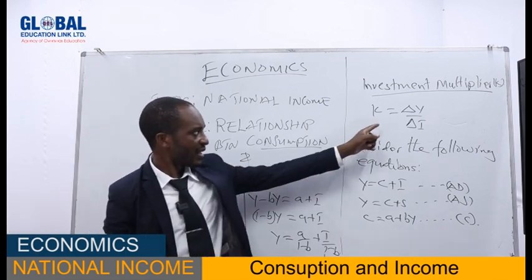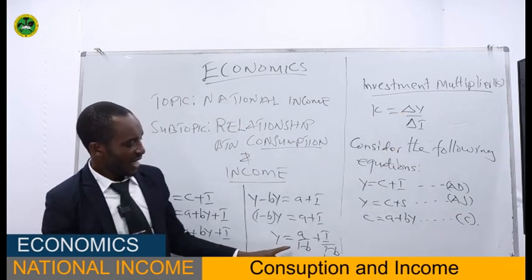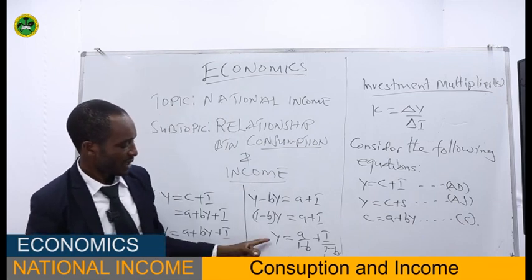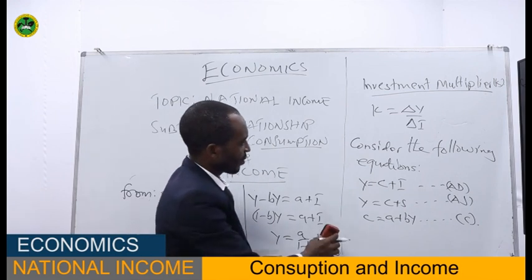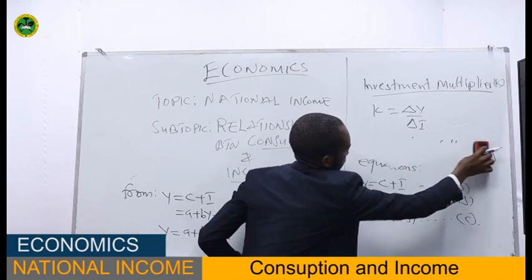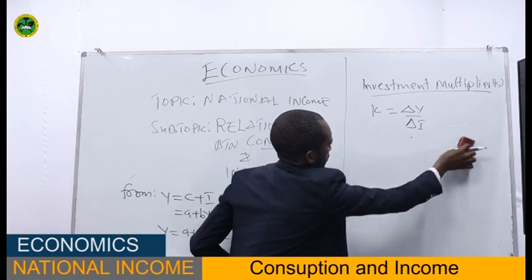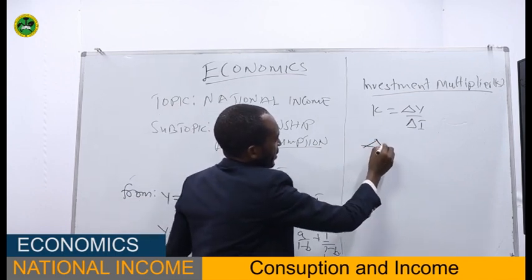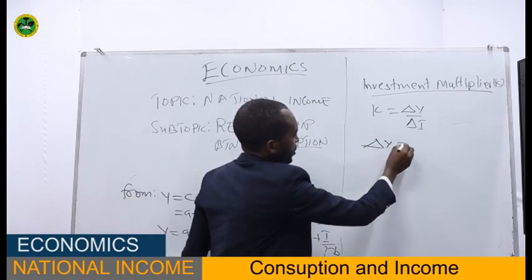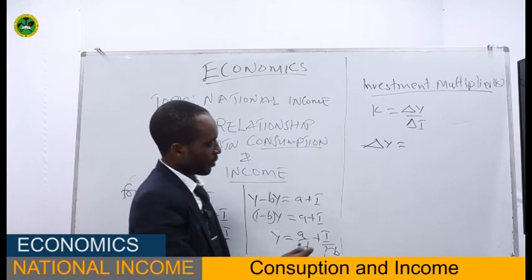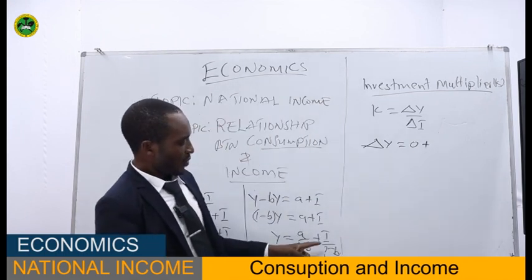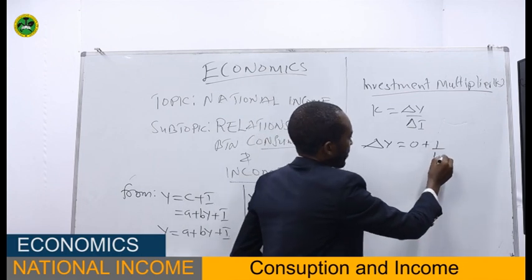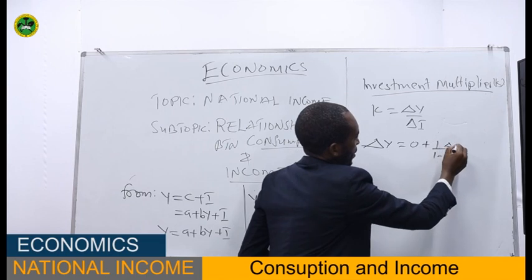Now, in order to find the multiplier, you need to use calculus to differentiate this equation in order to get the change in Y and change in I. Now, by using calculus, when we differentiate this one, it will be change in Y equals, when we differentiate this constant, it will be equal to 0, plus, when we differentiate this variable I, it will remain with 1 over 1 minus B, change in I.